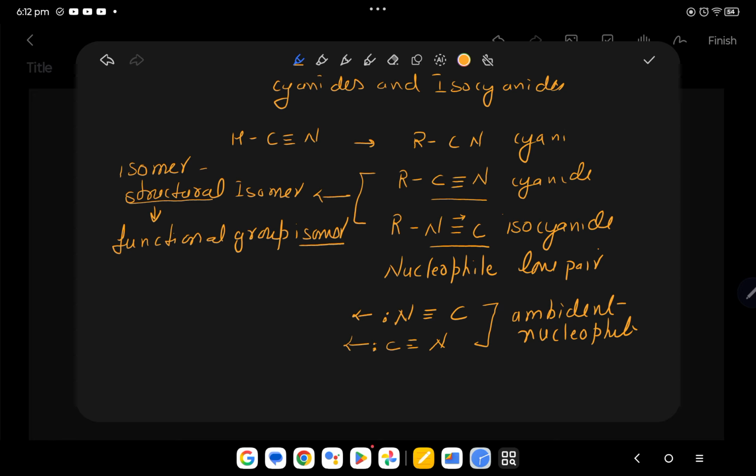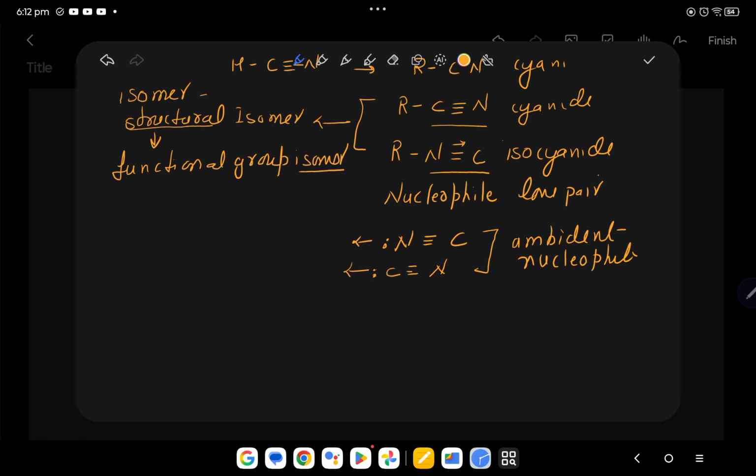And as you can see, carbon and nitrogen have different electronegativities. Due to the different electronegativities, they are polar in nature. So here we are discussing their physical properties also. If they are polar in nature, they have high boiling points. Yes, because polarity leads to higher intermolecular forces of attraction, and that leads to higher boiling points.